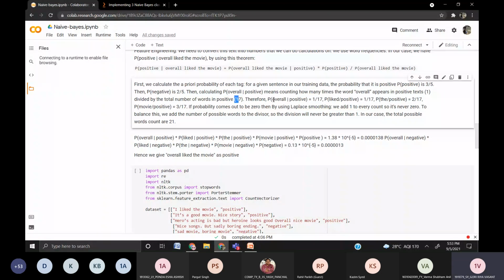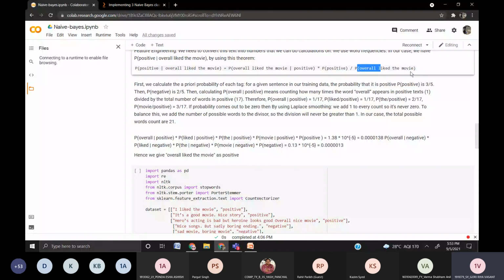So therefore, the probability of overall given positive is 1 by 17, and then the probability of liked given positive. Because we have 2 words, right? Overall liked the movie. So these are the words that matter, and "the" is a stop word, so we have removed it. So we need to calculate the probability for 3 words, that is overall, liked, and movie. So we get 1 by 17, 2 by 17, and 3 by 17 respectively.